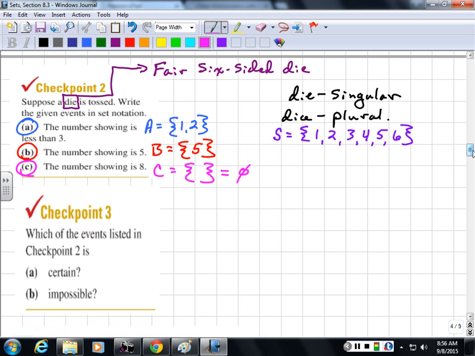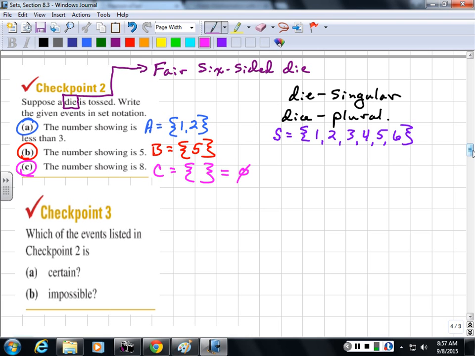As a continuation of that, let's look at this one. It says, which of the events listed in checkpoint 2 is certain, and which of the events are impossible? Which of the events in checkpoint 2 are certain? None of them are certain. Why? It's random. Exactly, it's random. I have no idea what's going to come up.